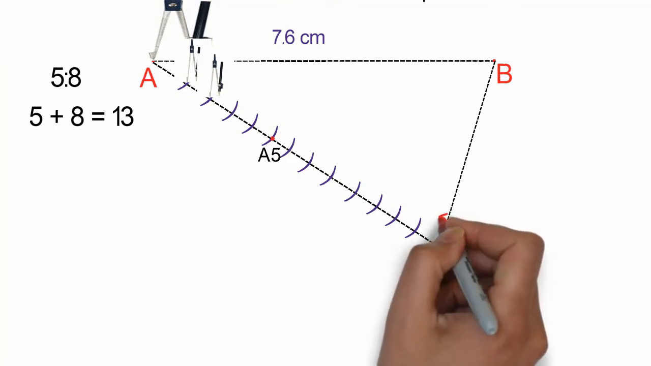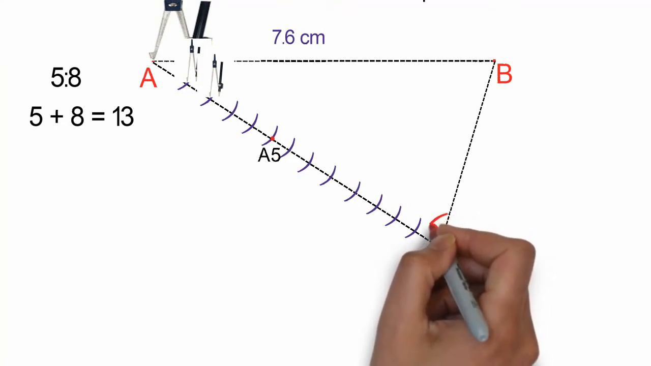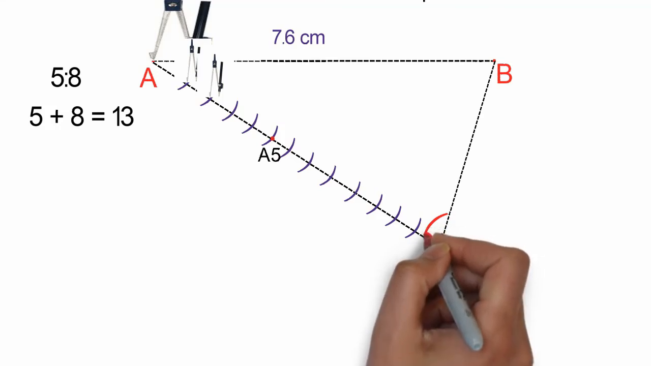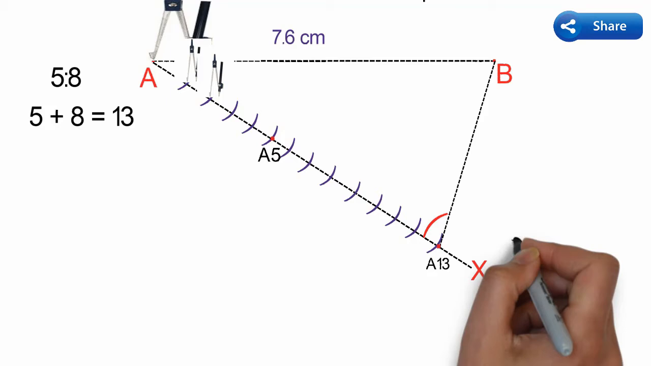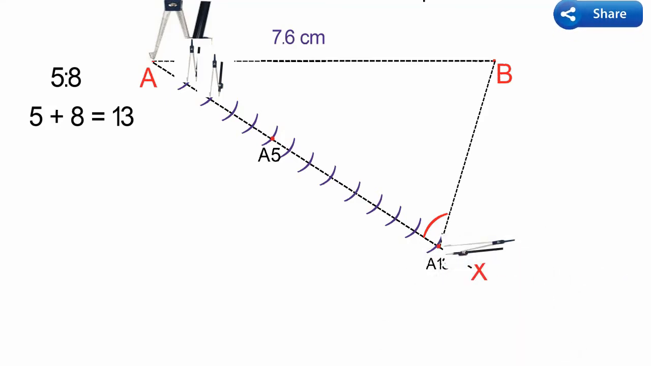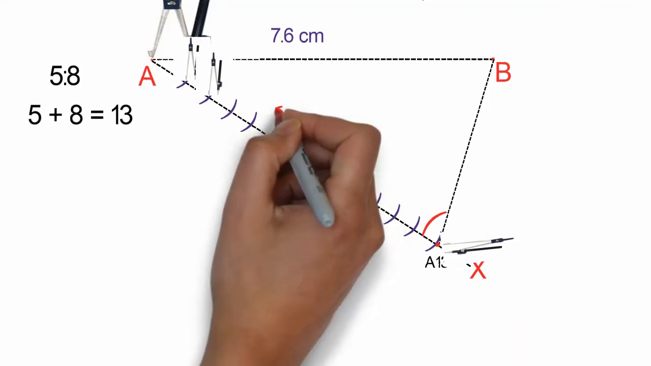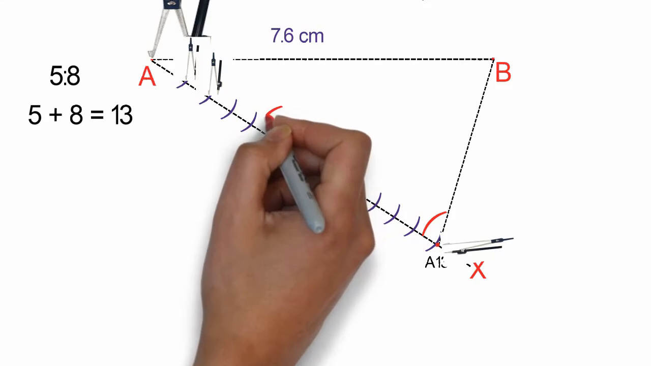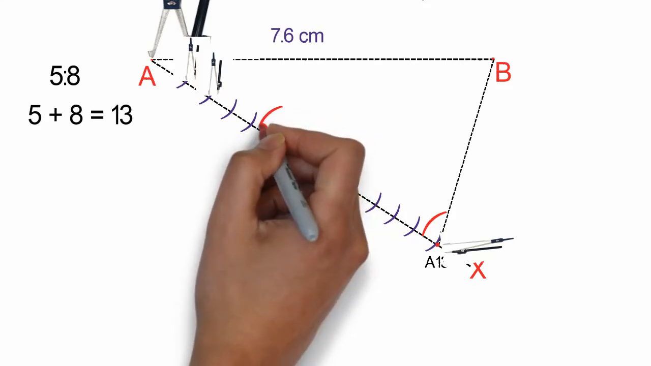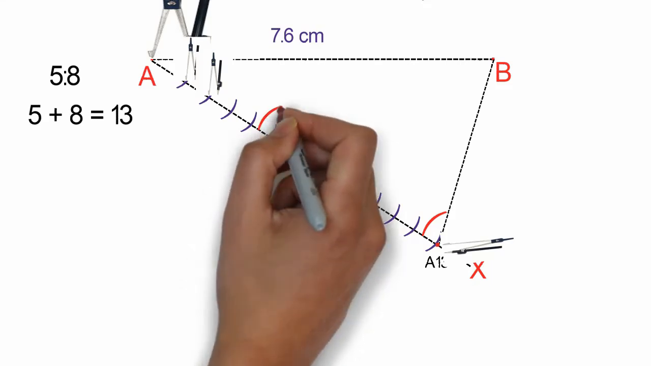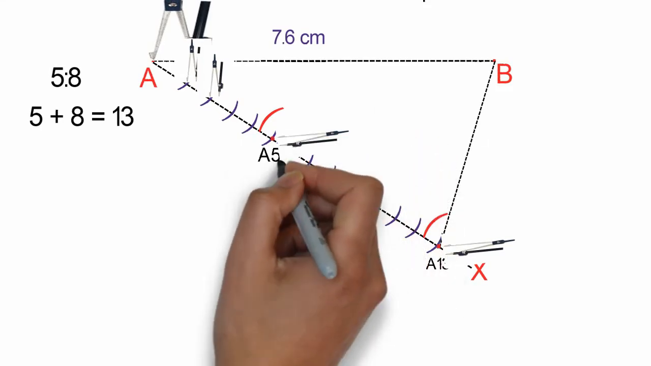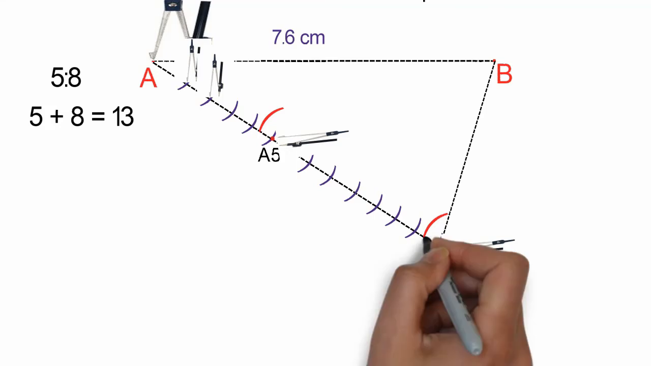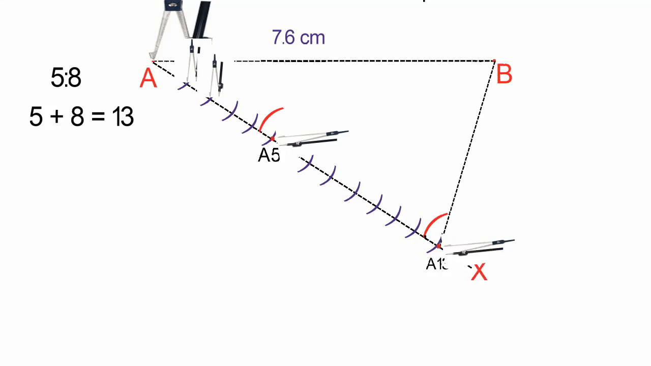Now we have to draw an arc. Where do you have to keep the compass? You have to keep the compass at the point A13. Then of the same measurement, you have to draw another arc, where you have to keep the compass at the point A5. Carefully you have to keep the compass. Now this is the point. You have to draw another arc equal to the measurement.